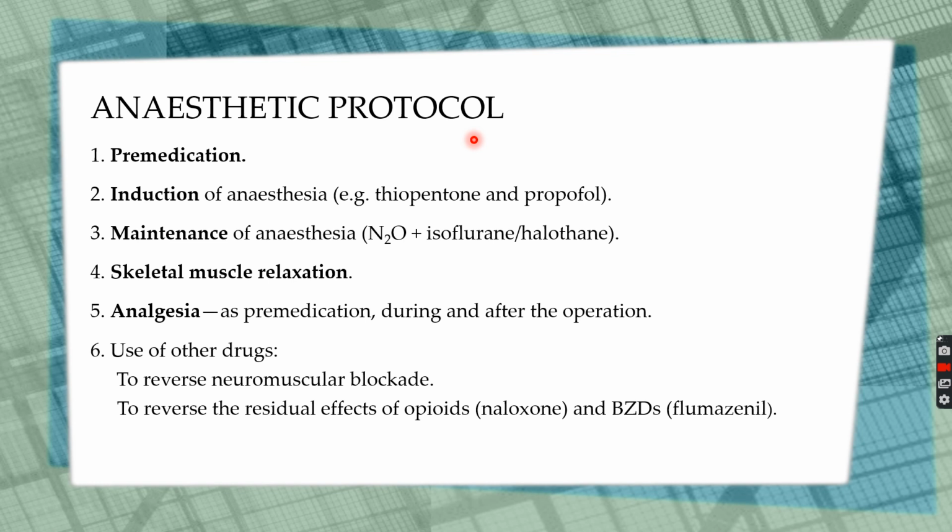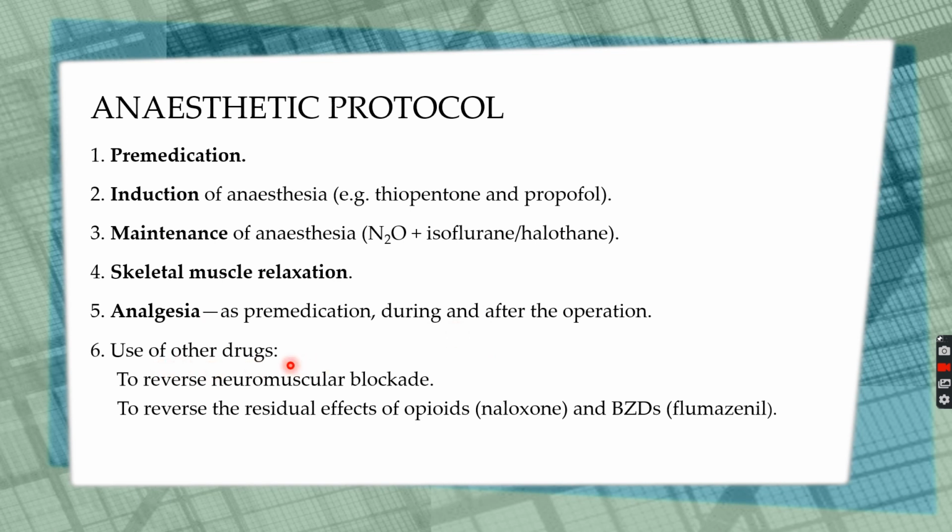Once the anesthesia is started with these drugs, then the next thing is the maintenance. Maintenance is done mostly by these volatile liquids like isoflurane, halothane, along with nitrous oxide. So this is how the anesthesia is given. Now along with this, a skeletal muscle relaxation has to be given to abolish the reflexes. Analgesia, of course, is a part of the pre-medication. Plus you also give analgesics during the surgery and post-operatively as well.